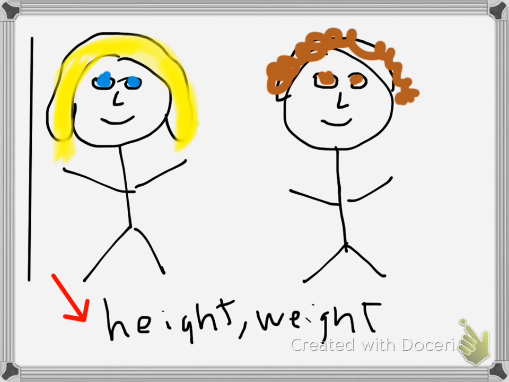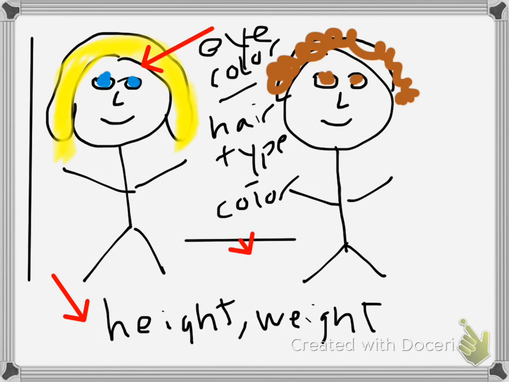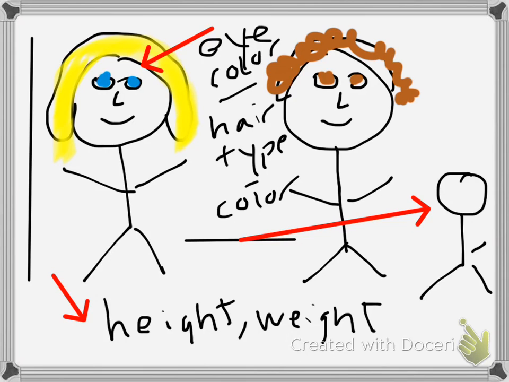You could also say things like eye color or hair type or hair color, right? So every single person is going to have some sort of trait or personality. Now, what happens if these 2 guys get together and they have a baby, right? So what is going to be the trait or characteristics of the baby?